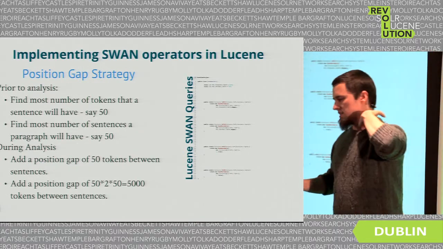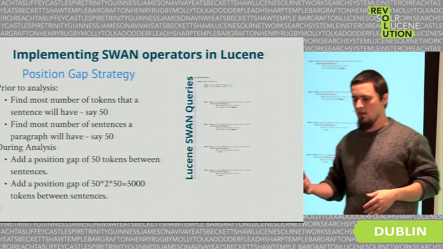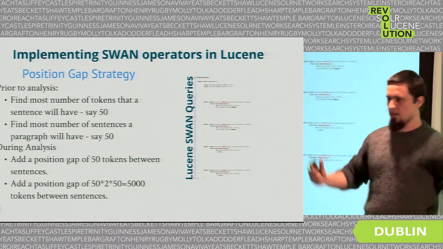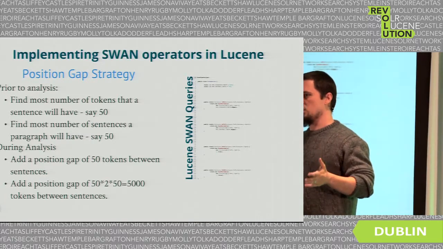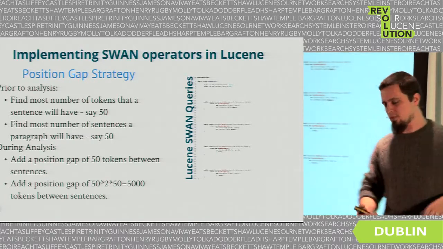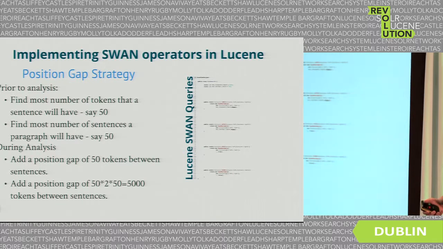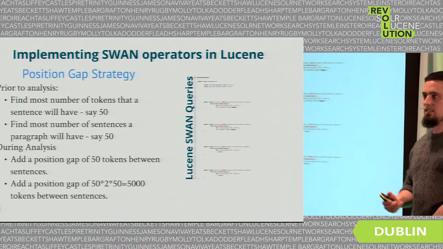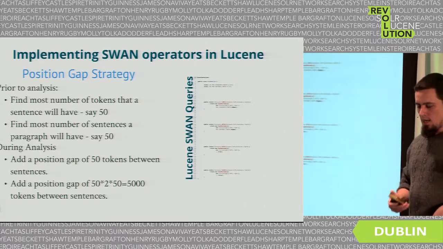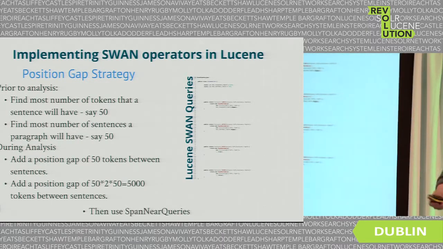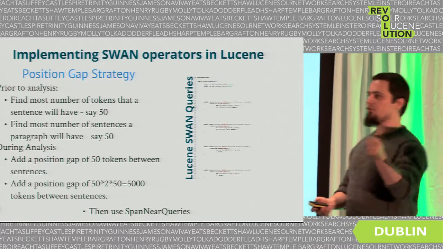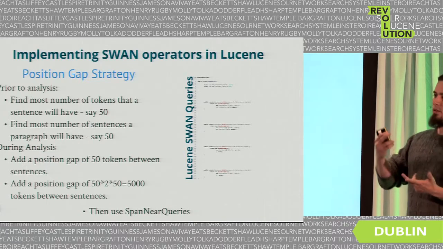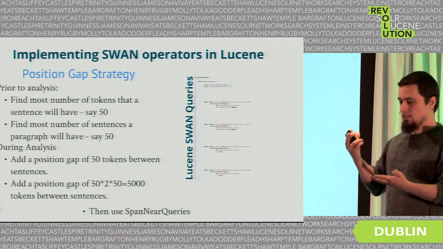If I ever want to look for something in the same paragraph, then I look within these 5,000 tokens, because I know we've got a big blank chunk of 5,000 tokens after it. This is a simplistic way of getting at it. There's a couple of competing ways that we actually did this, but this is probably the easiest one to represent. Now that we've done that, we can use these span near queries to build up the idea of same with, adjacent and near. Let's see how.